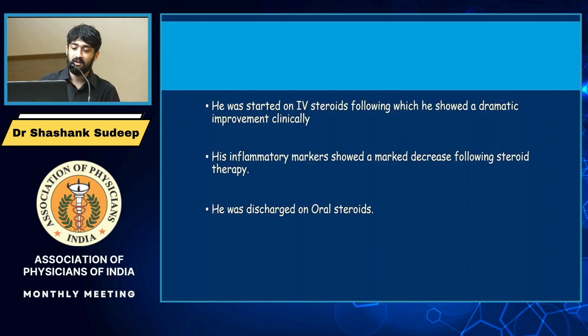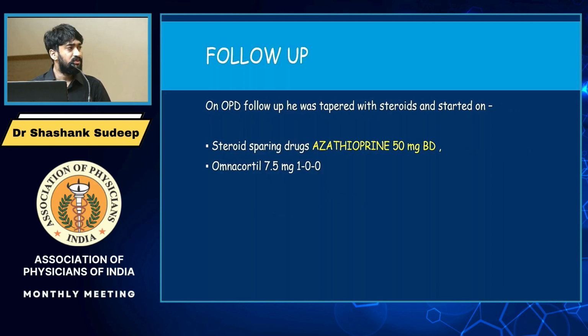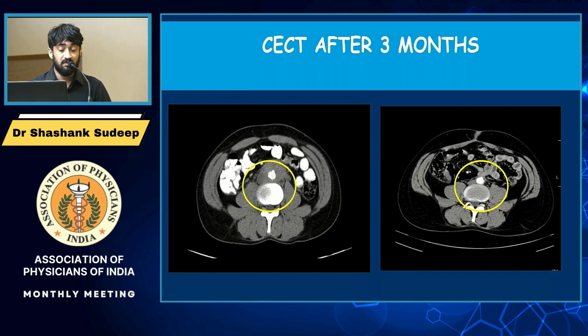He was started on IV steroids, following which he showed a dramatic improvement clinically. His anorexia resolved, his abdominal pain resolved, and his inflammatory markers also showed a marked decrease following steroid therapy. So he was discharged on steroid therapy at a dose of 1 mg per kilogram. In OPD, he continues to be followed up at our department, and we continued to taper him with steroids. We also did a repeat imaging after 3 months, and you can see the results.